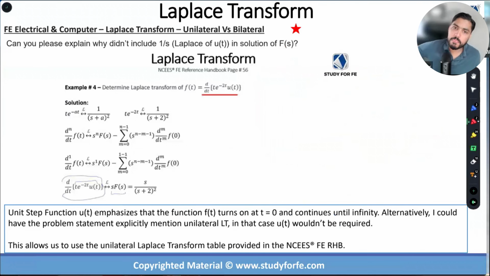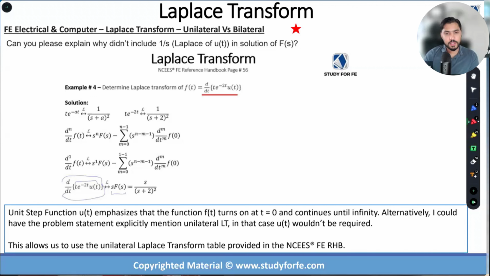Laplace transform. This is an interesting topic within linear systems. I say so because for the most part, in my opinion, it is a fairly easy concept, a fairly easy knowledge area, especially when you get a good handle on the transform pairs.